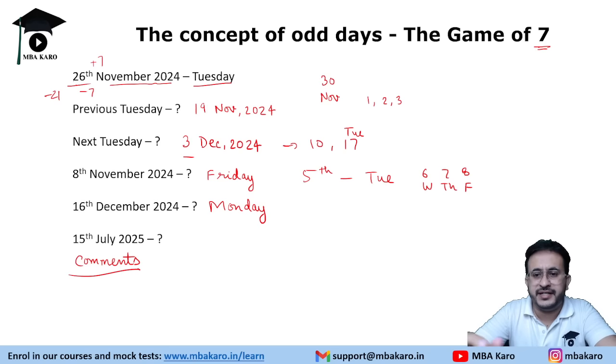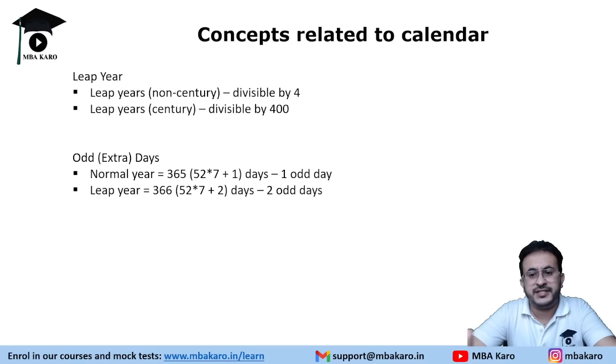So now let us understand how to solve these kinds of problems. It was easy to do because you can count manually. Where manual counting is not possible, how do we proceed with such problems? Let us first understand calendars: leap year, non-leap year.